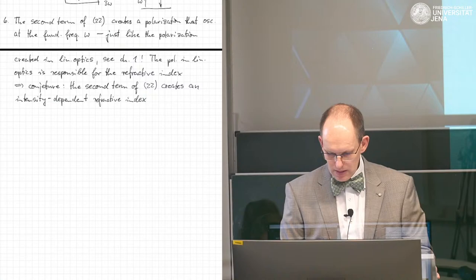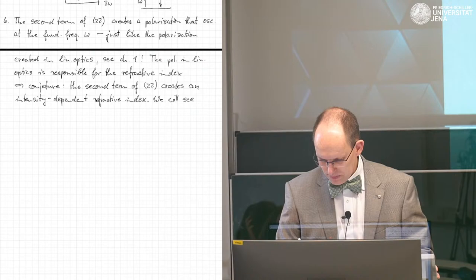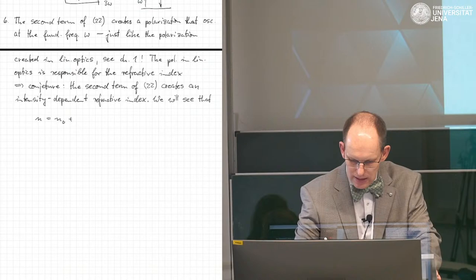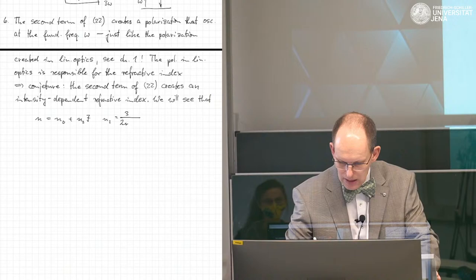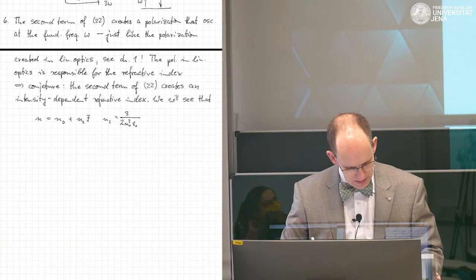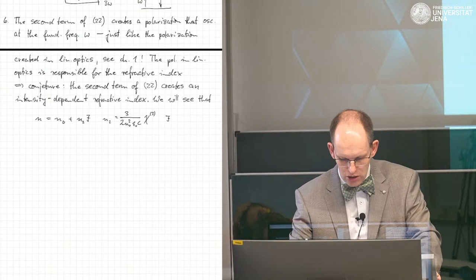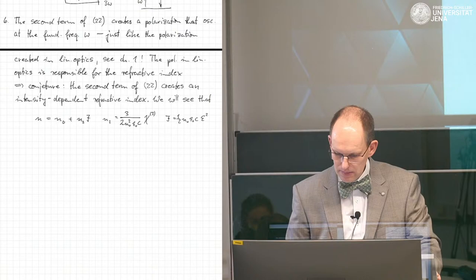And what we'll see is the following. We will see in a later chapter that n can be written as the ordinary refractive index plus n2 times the intensity, where n2 is given by 3 over 2 times the regular refractive index times epsilon 0 times c times the third order susceptibility. And the intensity, as usual, is given by 1/2 times the refractive index times epsilon 0 times c E squared. Yeah?